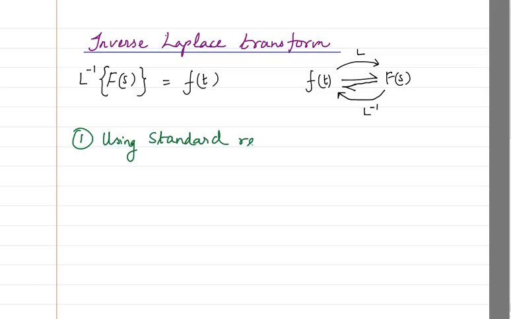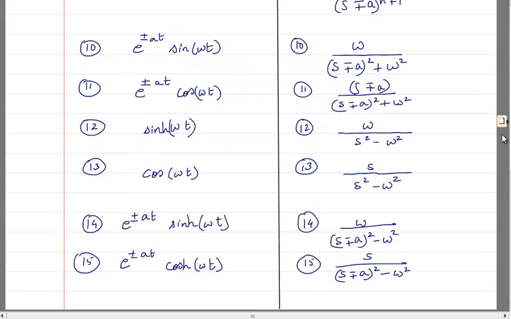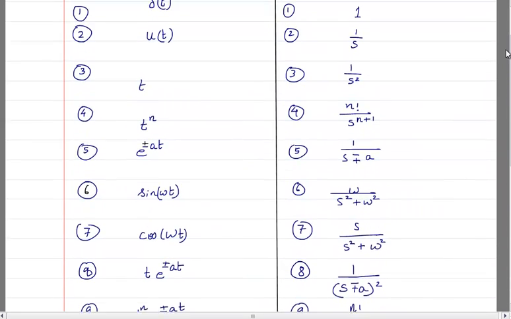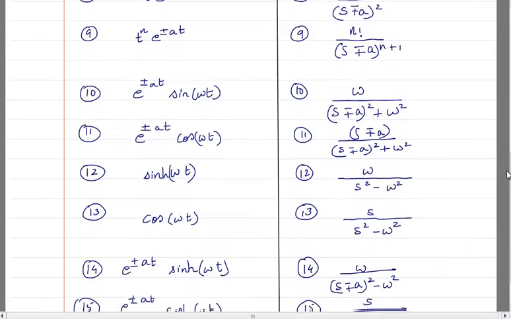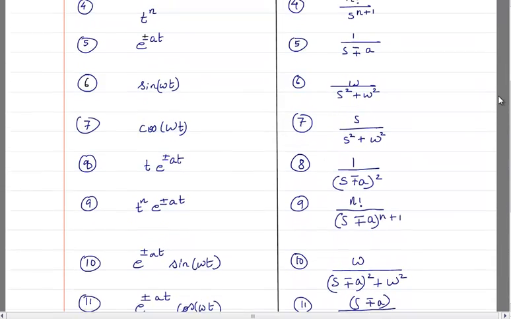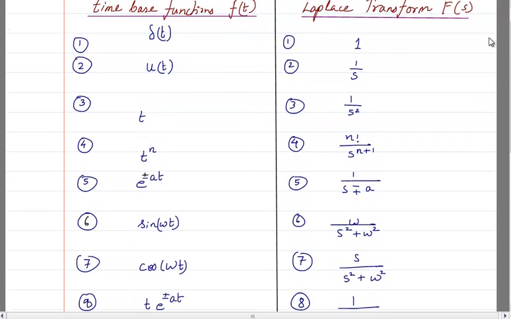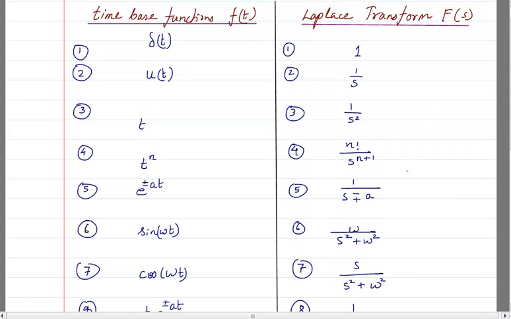Using standard results means we directly compare the Laplace function given to us with the chart that we have already made. I have added some of the intermediate results that we have got in recent days, and now I have expanded this chart. So if you are getting 1 by s minus 2, you can straight away say from looking here that it is going to be e raised to power 2t.